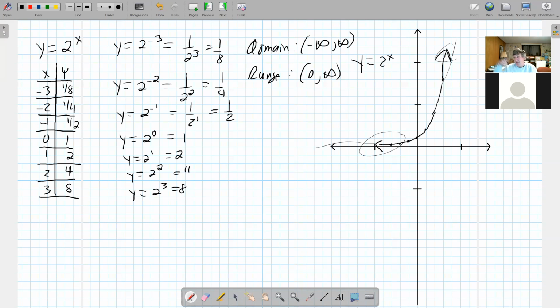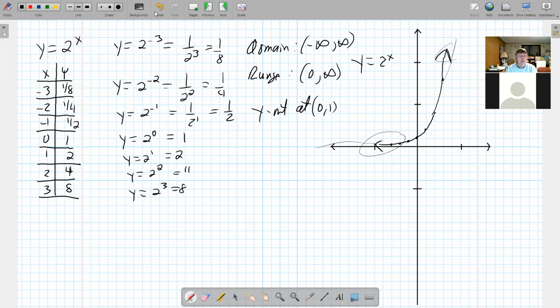There's no x-intercepts because it doesn't cut across the x-axis, but the y-intercept is at 0, 1, because anything other than 0 to the 0 power is going to be 1. Okay. We also say that this thing is increasing over its entire domain, going from left to right. As x gets larger, y gets larger. Any questions about that?